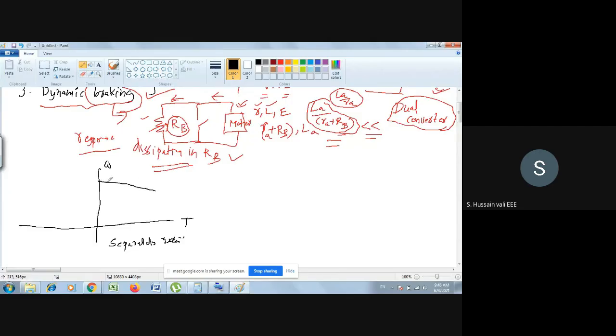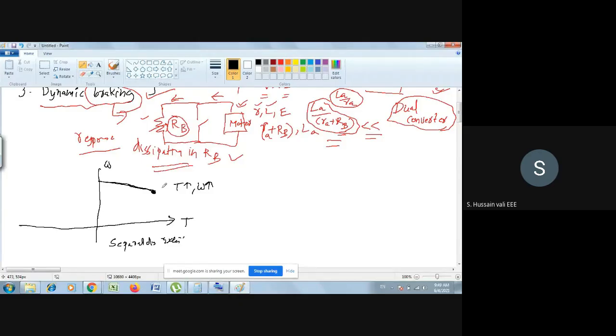Okay, so now it is in the first quadrant. Please remember, it is in the motoring mode. So you have seen that as the torque increases, the speed decreases. Now assume that you are operating at this point.